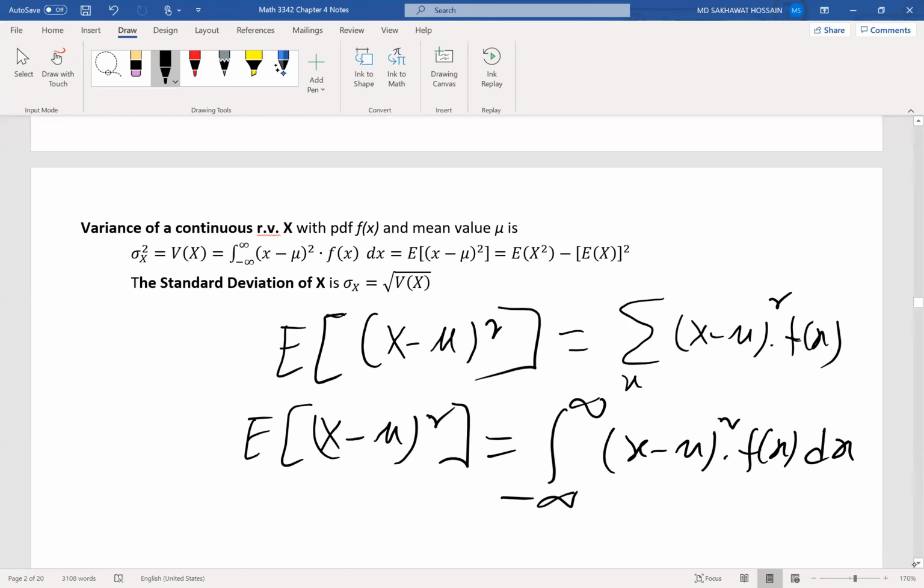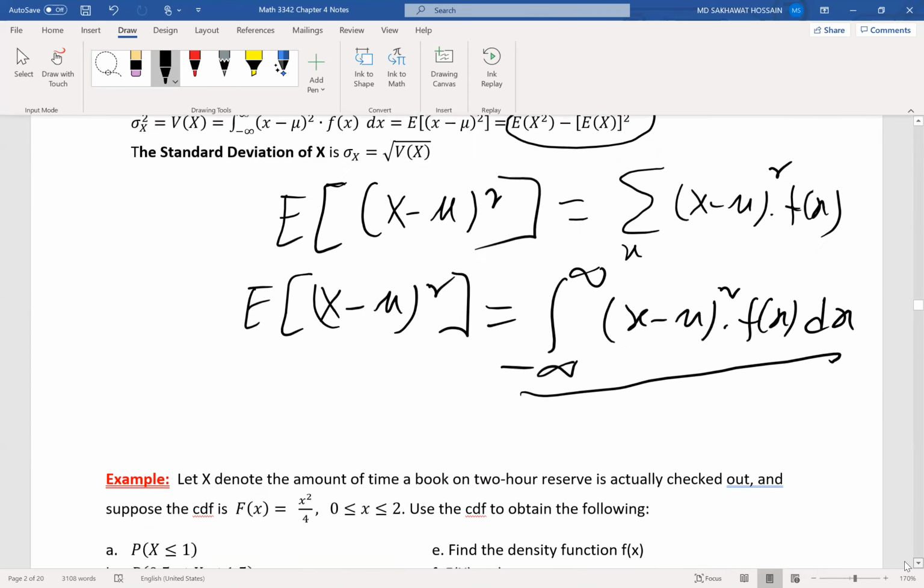So usually we are not going to use this formula to calculate the variance. There is another formula which is called the computing formula. We can derive that formula from this one. So usually we'll use that formula to calculate the variance. Then we take the square root of this variance to calculate the standard deviation.